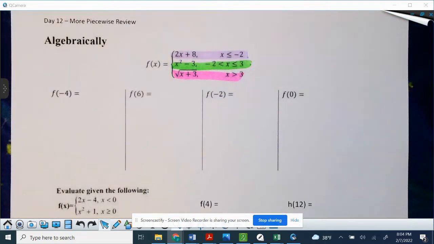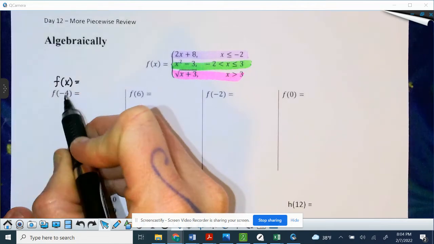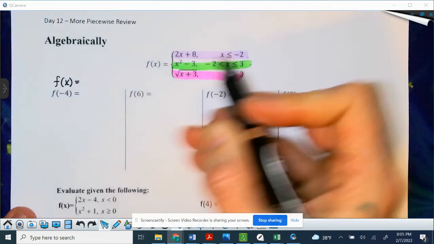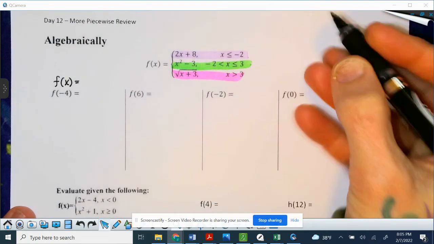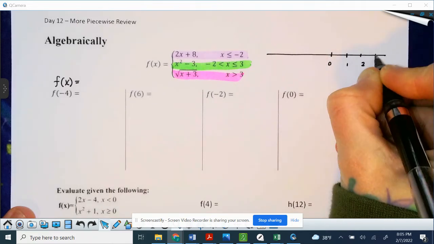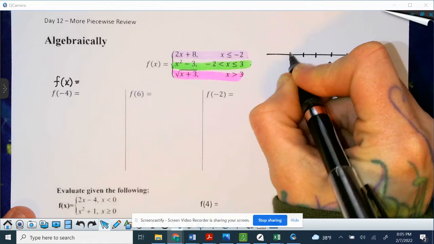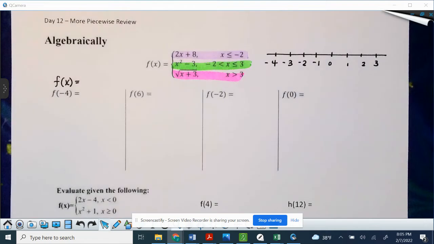So f of -4, as we've said before, is basically f of x where we plug in -4 in the place of x. So x at this point is -4. We have to decide, is -4 less than or equal to -2, between -2 and 3, or greater than 3? I mentioned in a previous video, it's probably worth some of your time to have a number line present, either in the back of your notebook, which is a great place to print and tape one, or to draw one so you can use it all the time and don't have to redraw it.